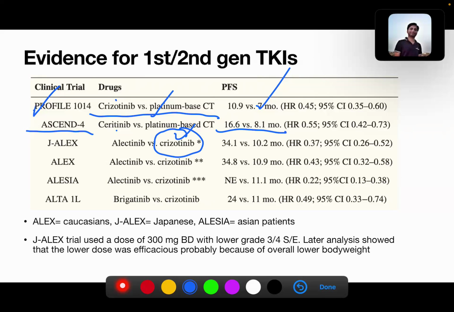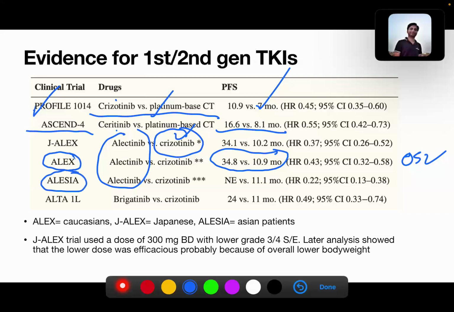So for alectinib, you have 3 trials. Okay, you have the Alex trial, which was done in North American patients. You use 600 mg BD of alectinib versus crizotinib, and it showed a PFS benefit of 35 months versus 11 months, as well as an OS benefit. Then you have the Alacia trial, which was done in Asian patients, which looked at alectinib versus crizotinib. Here, once again, you had a PFS as well as OS benefit.